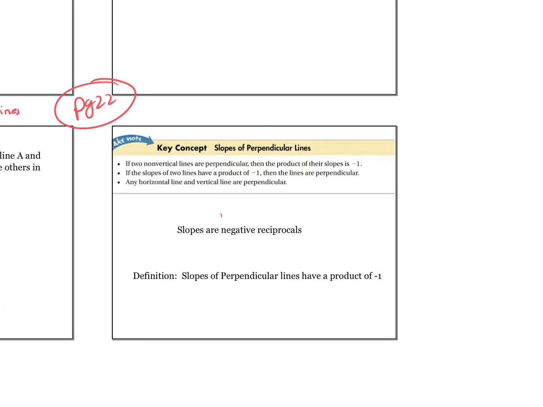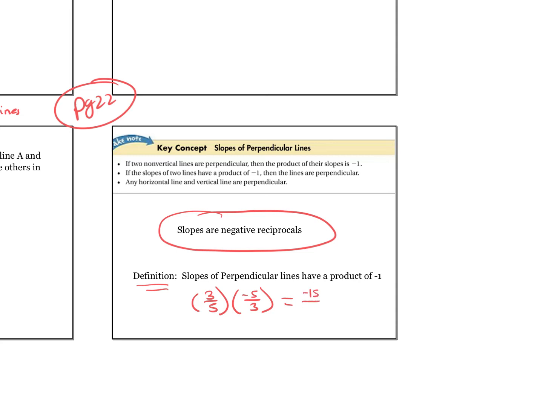We say one of two things. Either slopes are negative reciprocals, which I'm sure is what you're going to gravitate to, or the proper mathematical definition, slopes of perpendicular lines have a product of -1. Let's take an example. If I have a slope of 3/5, what would be its perpendicular slope? -5/3. And if I multiply those, what do I get? -15/15, which is -1. So you can see slopes of perpendicular lines will have a product of -1. That's one way of looking at it. Okay, any questions on that?